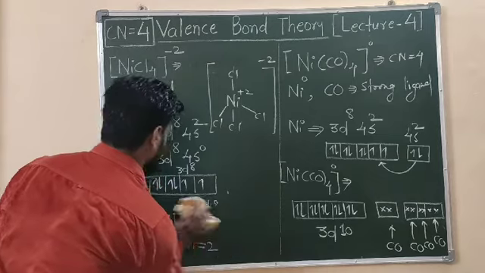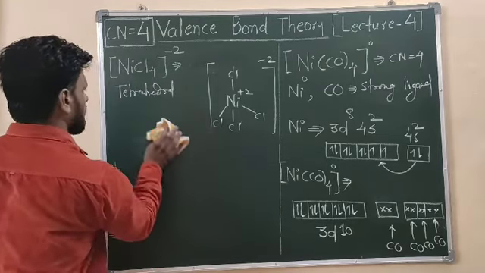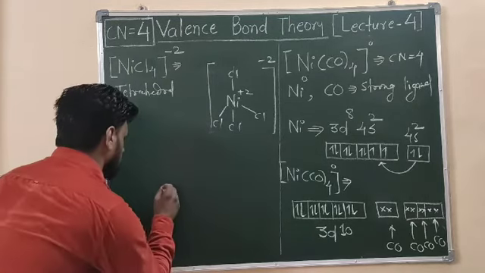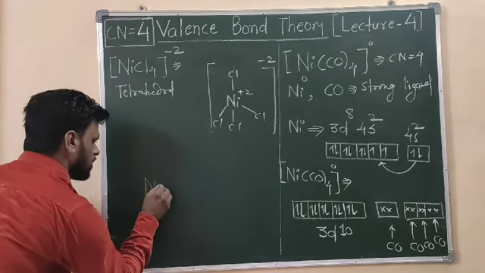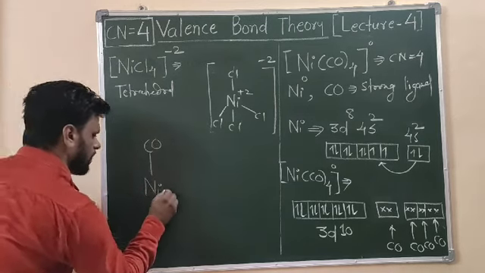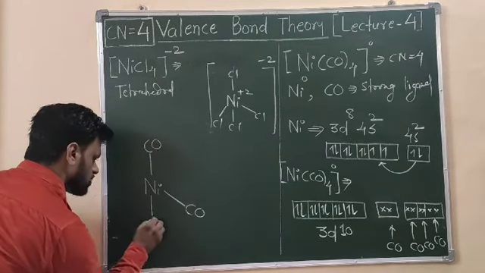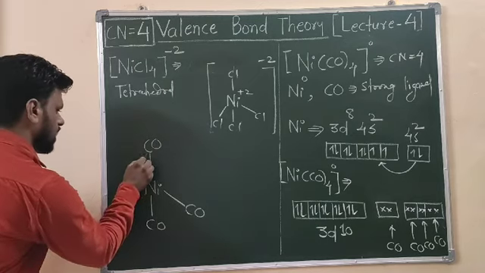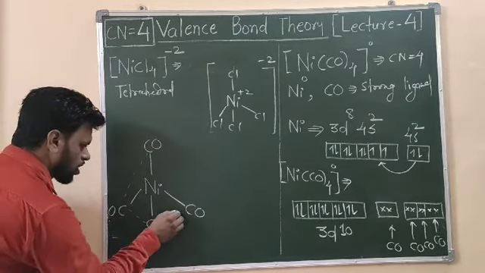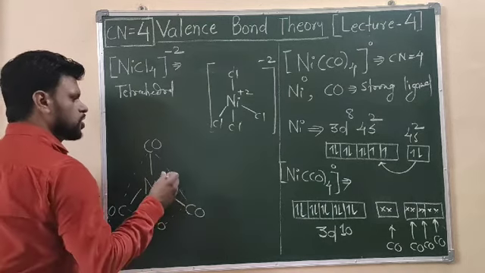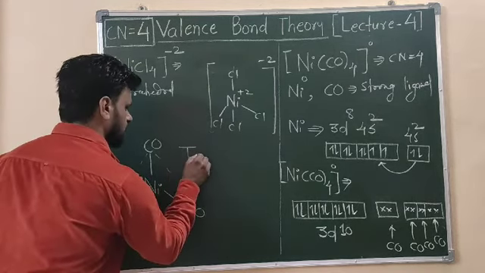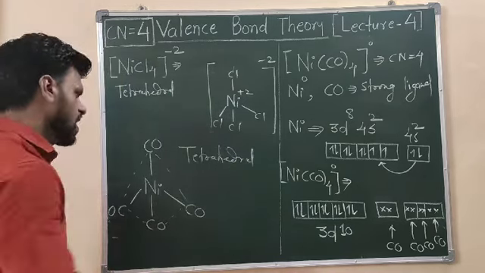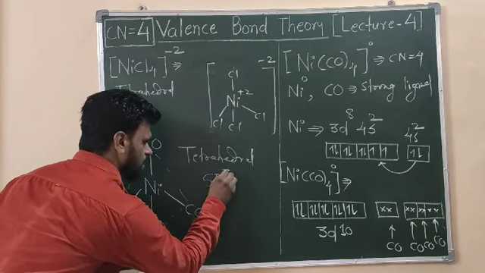I am writing here the structure of the complex and it will help you to understand in a better way. So I have the nickel tetracarbonyl complex, and we have CO here, CO here, and CO here. You can see that this is a tetrahedral complex. So what is the geometry? The geometry is tetrahedral. The next thing is hybridization. The hybridization was sp3.